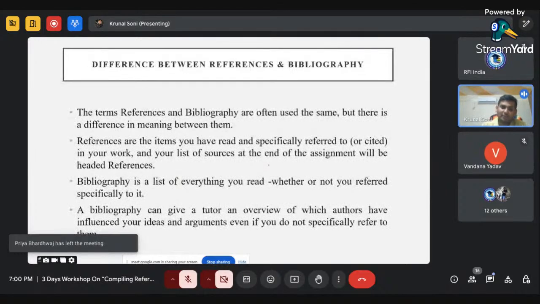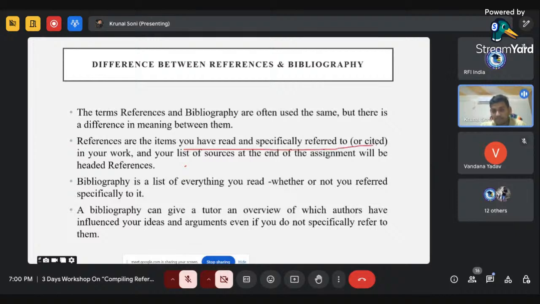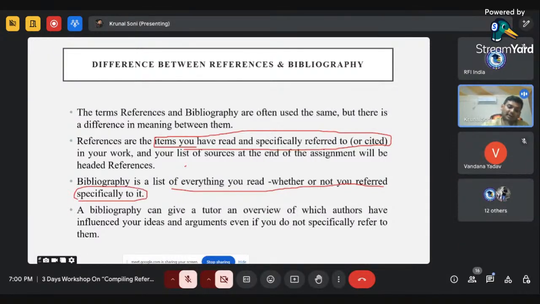So the difference between referencing and bibliography is very thin. References basically means that you have read and specifically referred. That means किसी article को आपने पढ़ा है और उसका आपने अपने research paper में base भी किया है, right? So that is considered to be references. While bibliography is everything you have read, but you might not have cited in your paper. That means you might have read those articles, but you don't find enough significance to cite them for the idea that you want to take for your paper. So that is called bibliography.